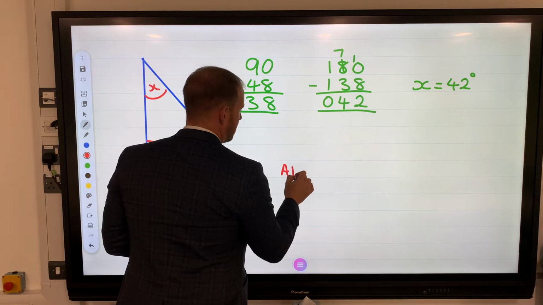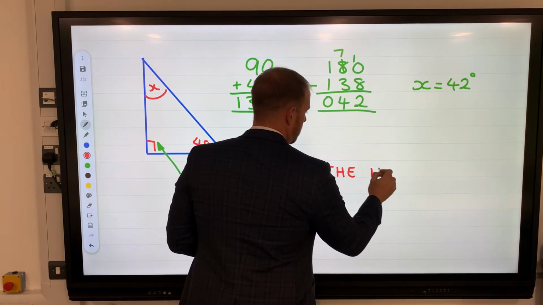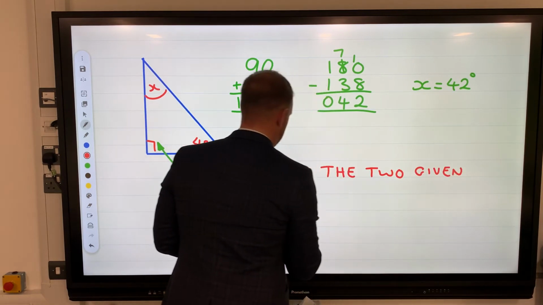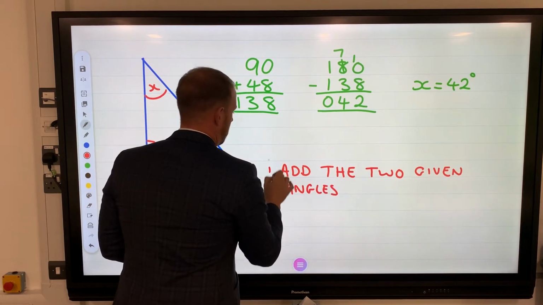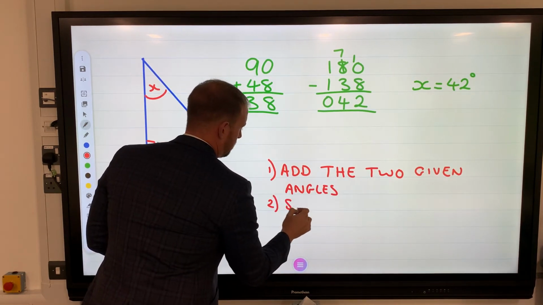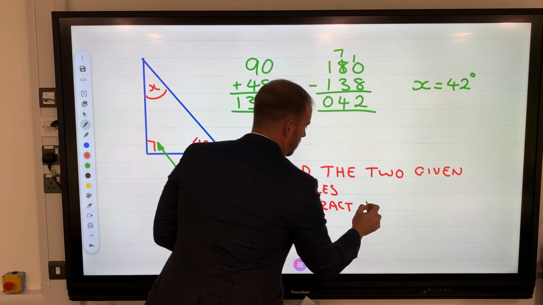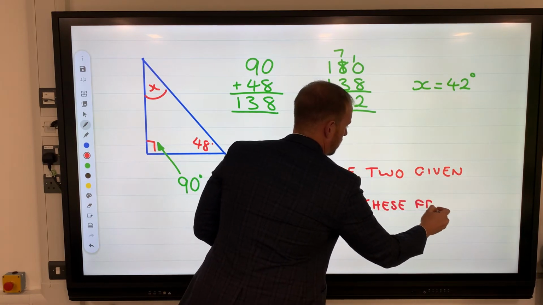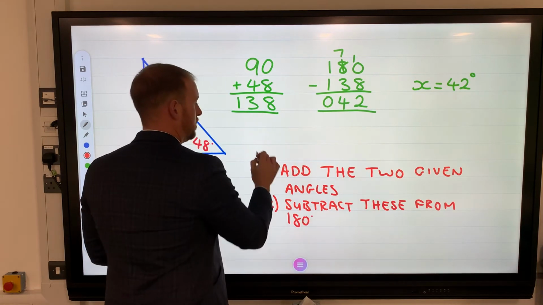Okay, we add the two given angles and then subtract these from 180 degrees.